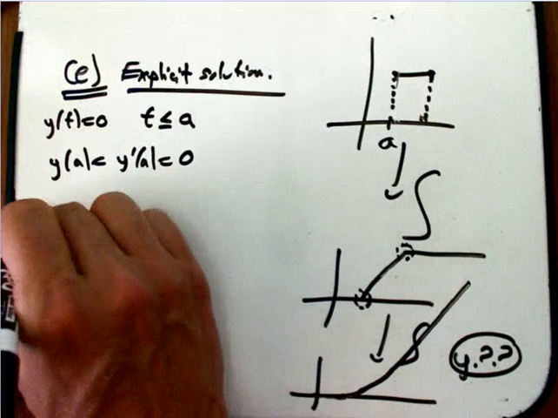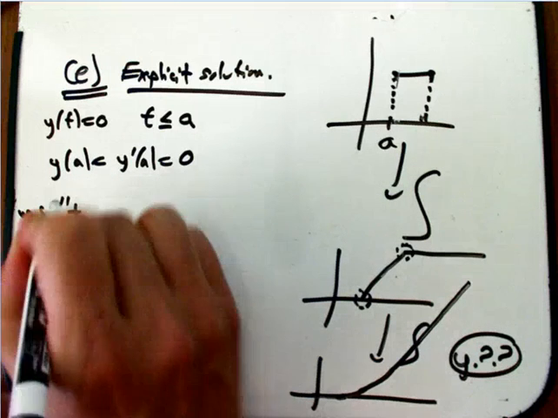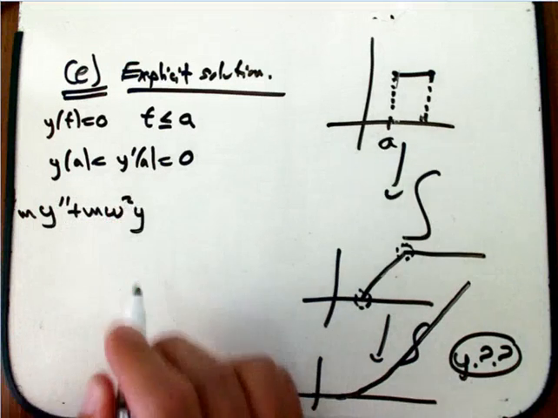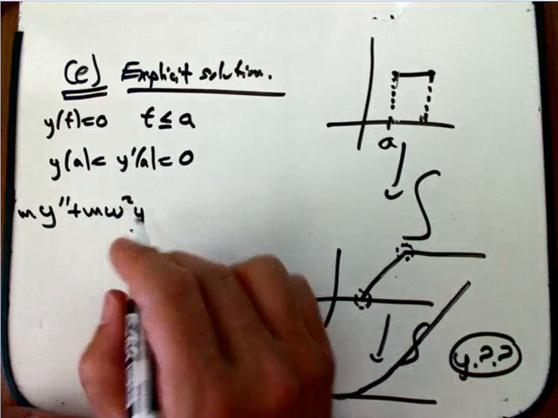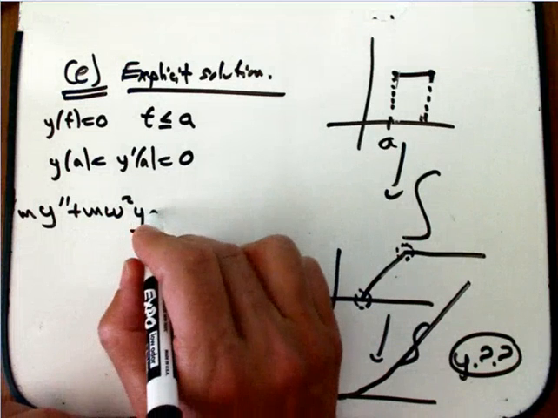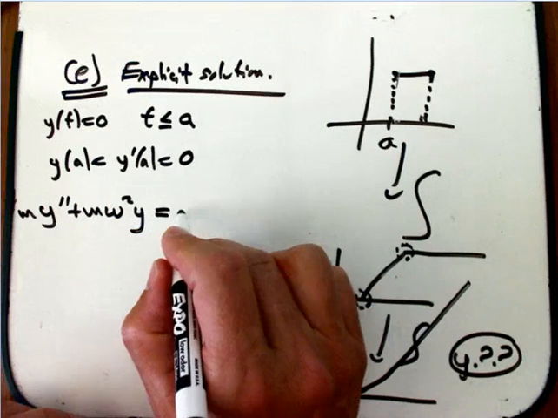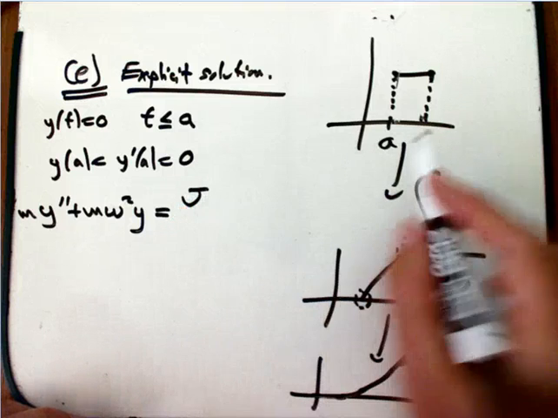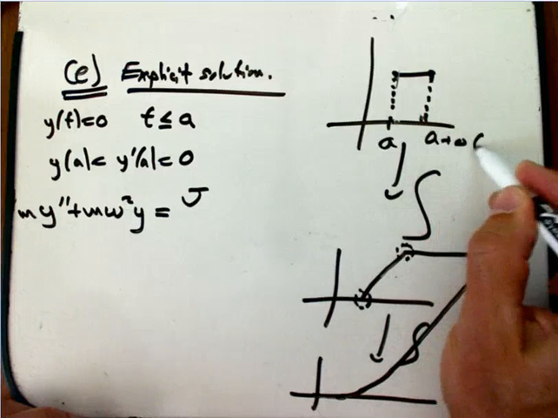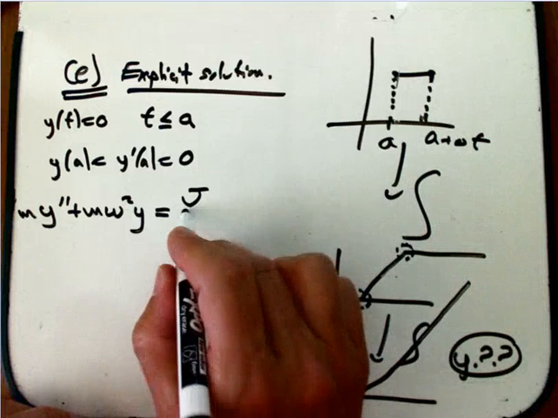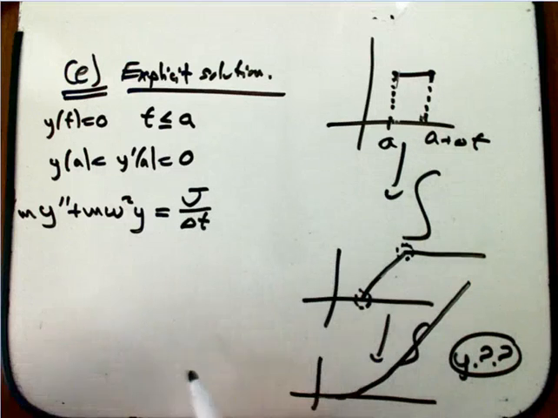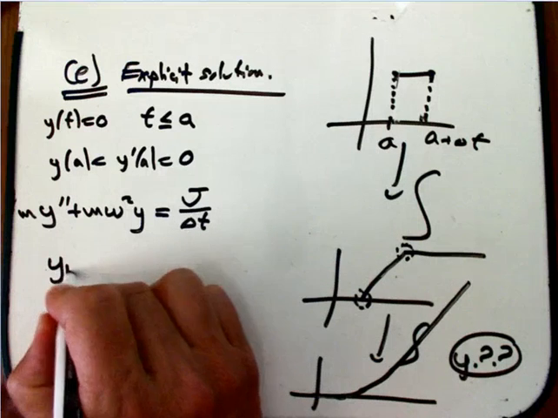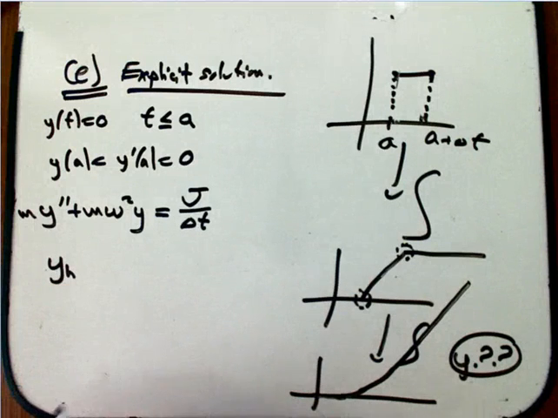And we've got our equation, m y double prime plus, and I've conveniently written this again as m omega squared, anticipating that that's going to be a useful way to write it, equals, and now it's just equal to a constant as long as we're between a and a plus delta t. This is just j over delta t, a constant. Okay, so remember, this is where you really want to know the basics of the ODE stuff.